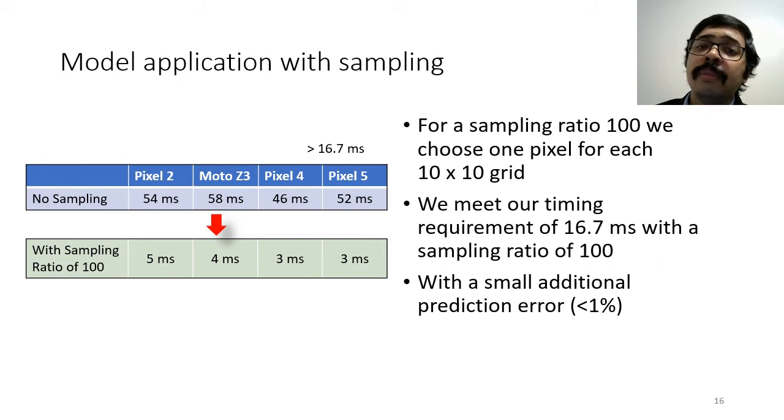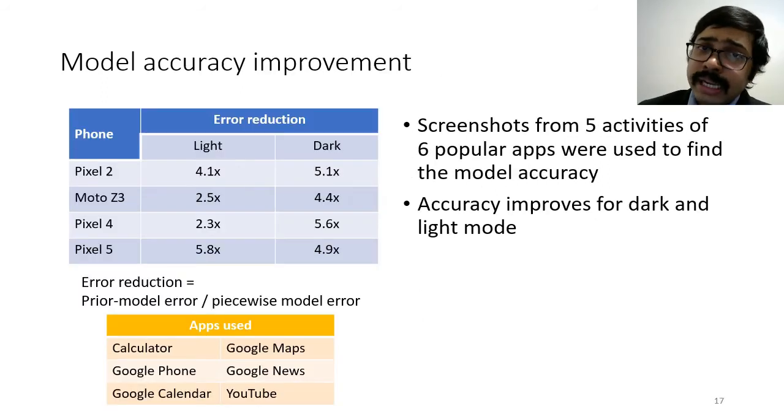Let us see how much our model is improving the estimation accuracy. To evaluate our model, we capture screenshots for 5 activities from 6 popular Google apps with a sampling ratio of 100. We compare the prior model's error with our piecewise model. We observe a huge reduction in screen power estimation error. The error reduced by 2.3 to 5.8 times for light and 4.4 to 5.8 times for dark mode as compared to the prior models. We developed 2 exciting tools using our accurate piecewise power model.